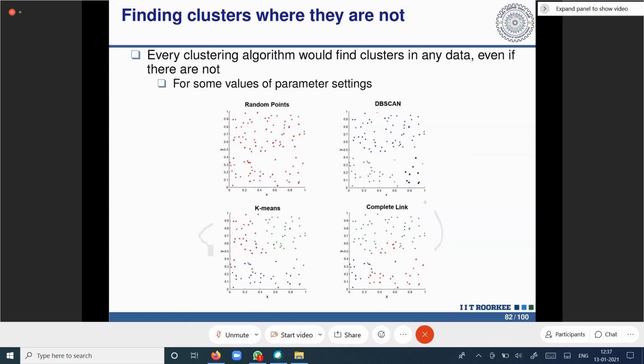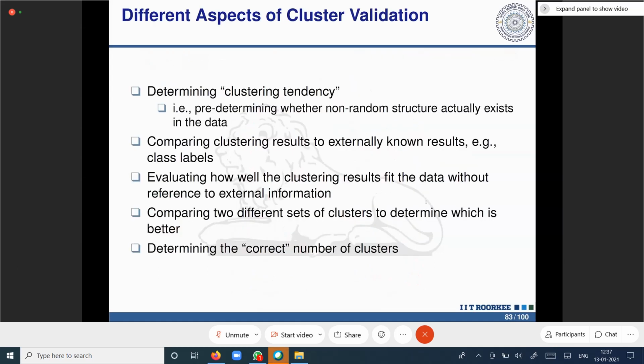So, finding clusters where there are none. Every clustering algorithm would find clusters in any data, whether there are clusters or not. For example, you generate some random points and then give them to any clustering algorithm. It is bound to find some clusters in them. But are these clusters good or not? That is something we want to find out.